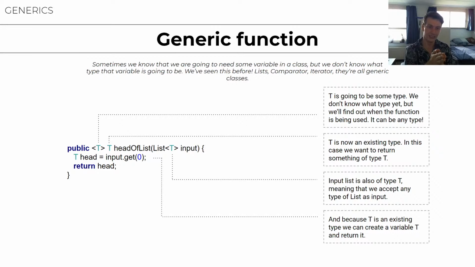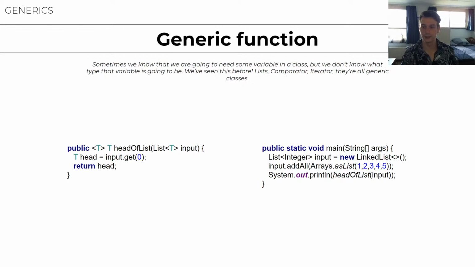And then also a question, what did the first t refer to? So the first t in this generic function basically says this is a generic function. That's what the t means. So that t means this is a generic function, and the second t is this generic function returns t. So yeah, and I can use that, for example, in this manner. I can create a list of integers, and I can say system.out.println head of list input. So basically that's going to print the number 1 because it returns the first element of the list.